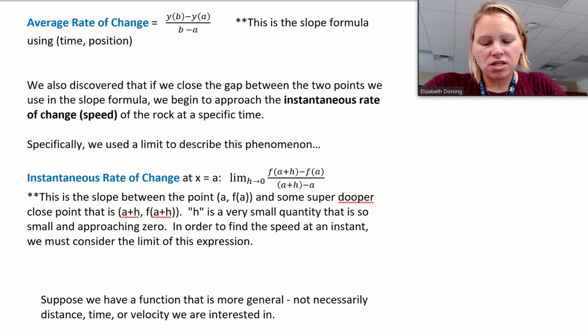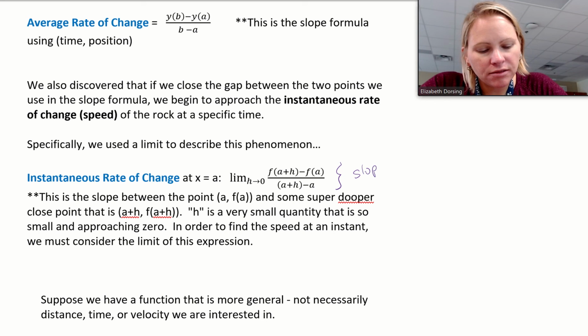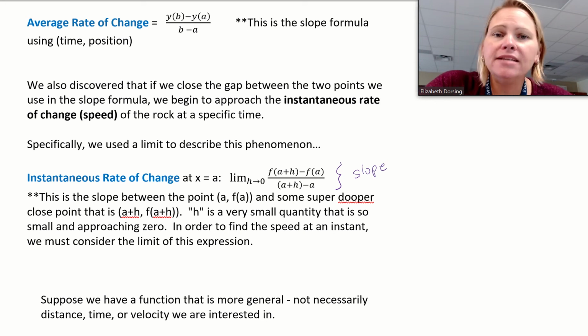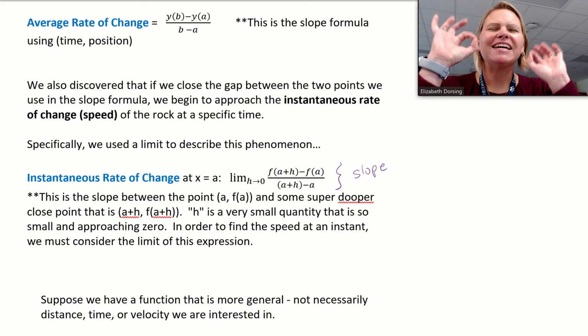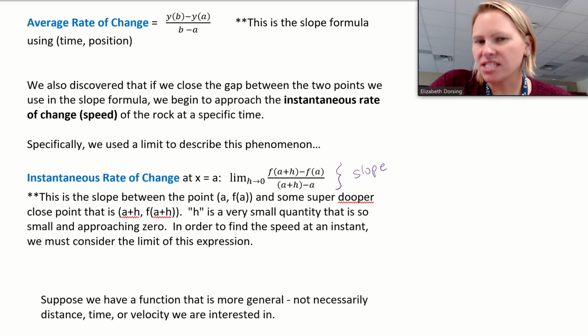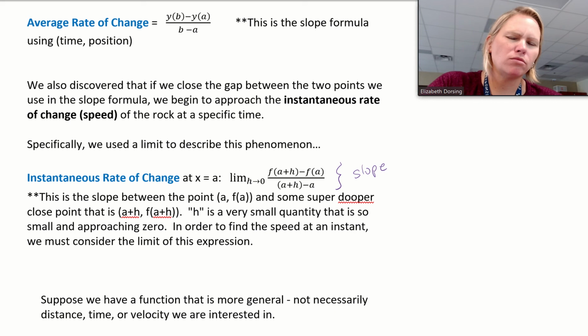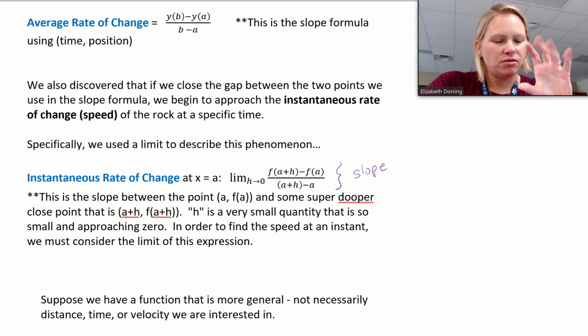The instantaneous rate of change, which is the speed at an instant, at a time x equals a, is found by taking the limit as h approaches 0. And this is essentially the slope formula between that time, that instant, and a slightly later time. We use a plus h. I think in my example we were below 2, we said 1.9 to 2, and really we add h on.